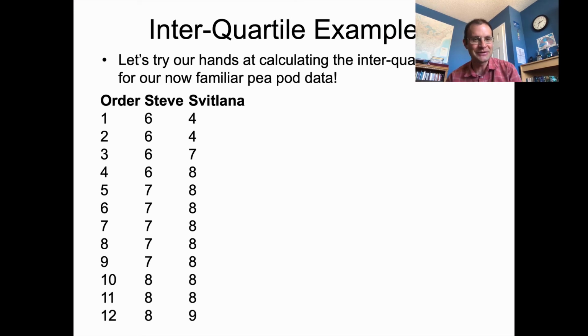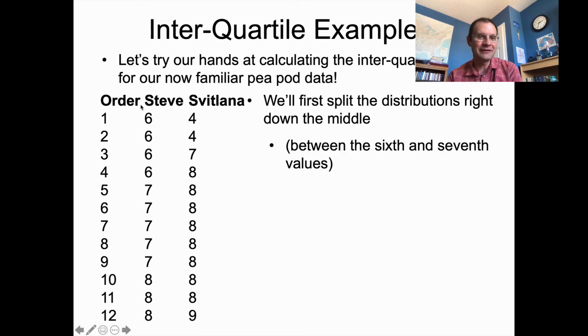We've seen this enough times now. But we've got this ranging for Steve from 6 to 8, for Svetlana from 4 to 9. The first thing we need to do to calculate the quartiles is split the whole thing up into two halves, like right there. So now we've got these 6 values on the low end, and these 6 values on the high end of the distribution. Conveniently, this one has an even number of values, 12 total, so we can evenly split it up.